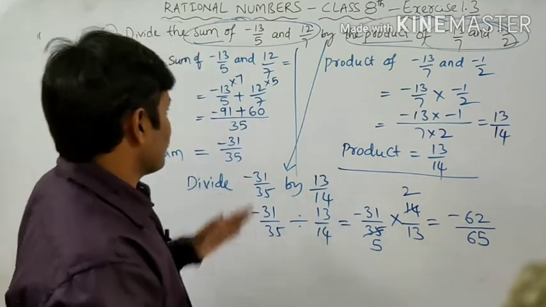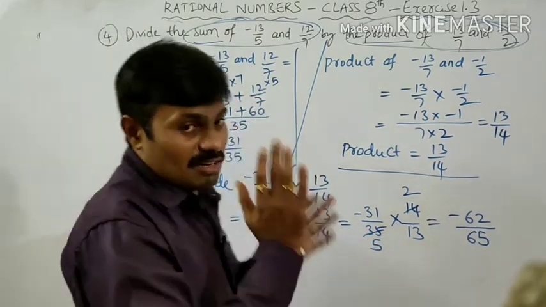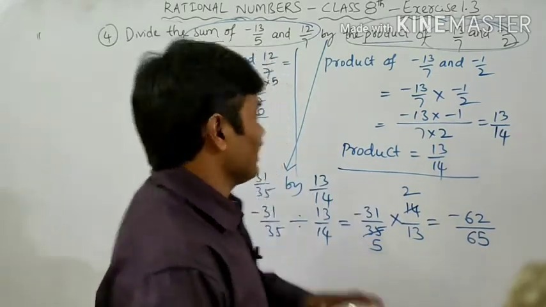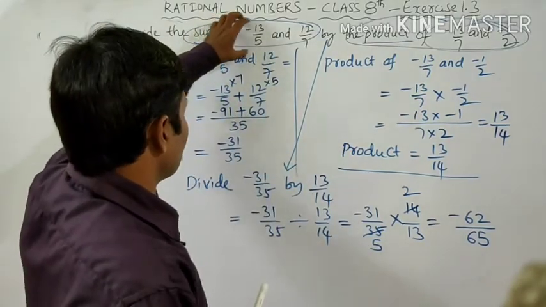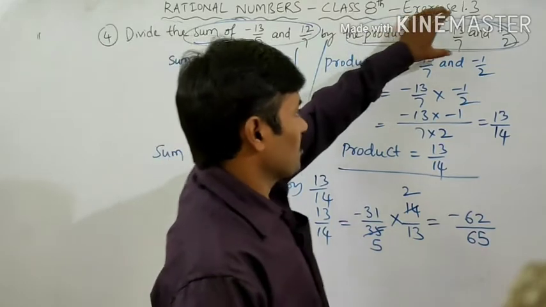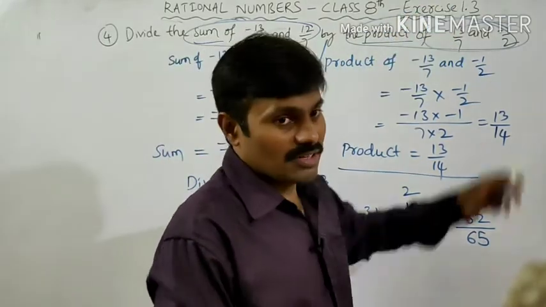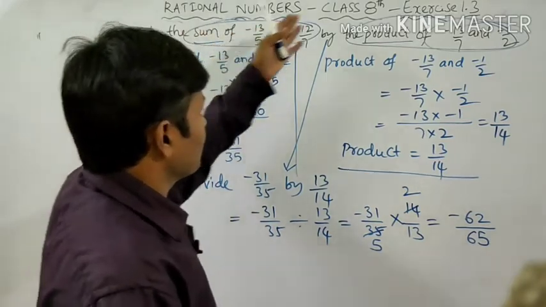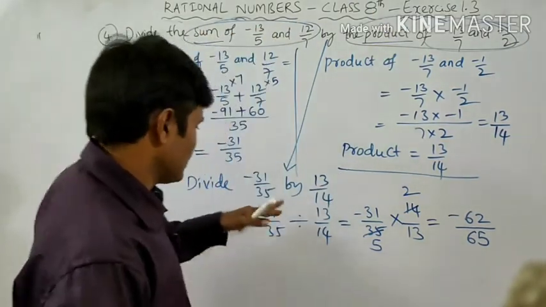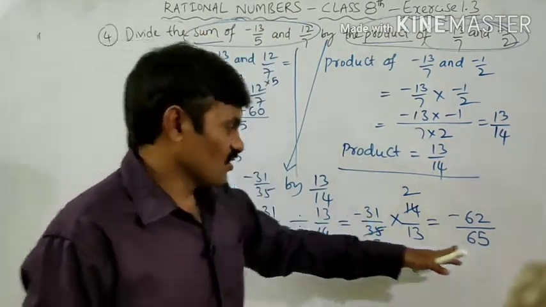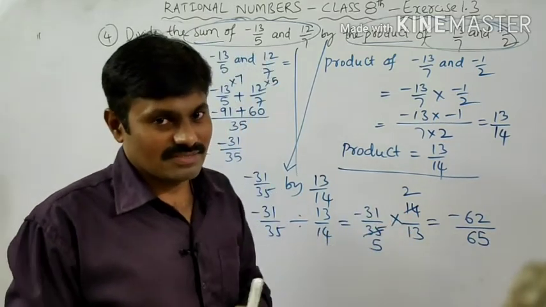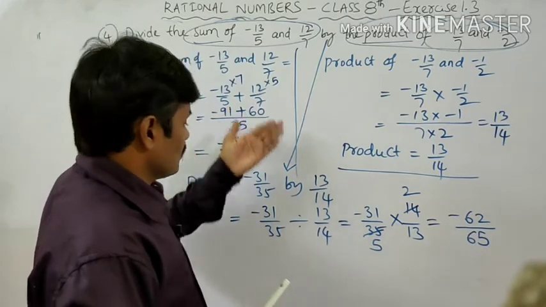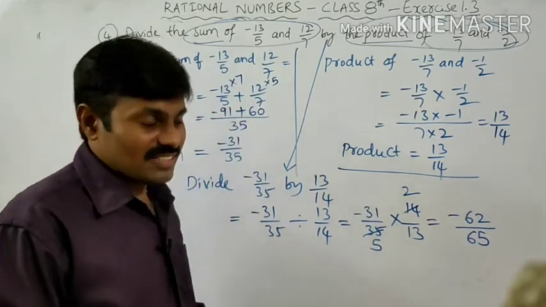So is it easy or not? Very easy. You just have to divide the question into some parts. See, I have divided the sum of minus 13 by 5 and 12 by 7 as one part, the product of minus 13 by 7 and minus 1 by 2 as another part. Then the third one is to divide the sum by this product. That is what is required, so we simplified it in an easy way. So my dear students, keep it on pause and write the solution.